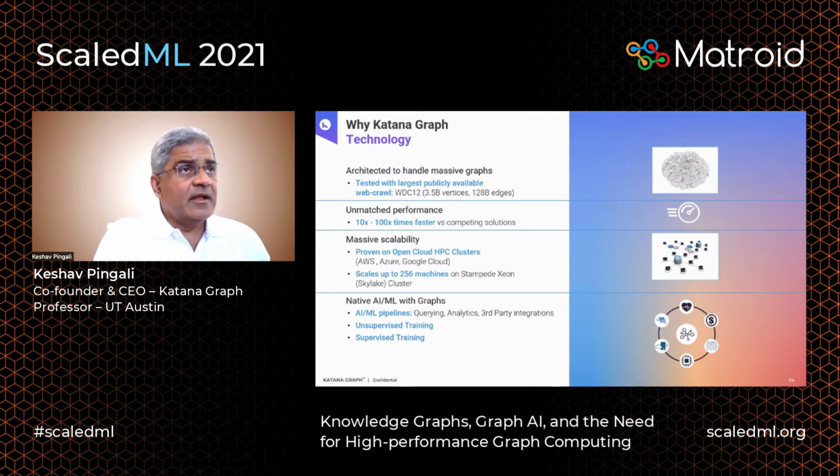Massive scalability: we run on AWS, Azure, and Google Cloud. We have shown that the graph engine scales up to 256 machines on the Stampede cluster at the Texas Advanced Computing Center. And then what we do is support native AI and ML. We also interoperate with systems like PyTorch, so you can use those to complement everything that we offer.